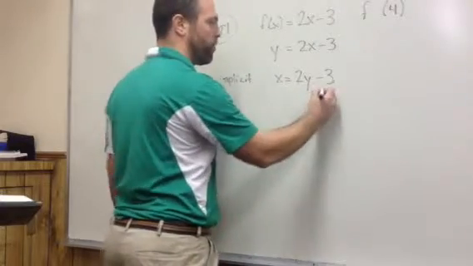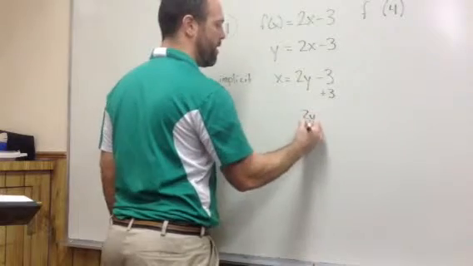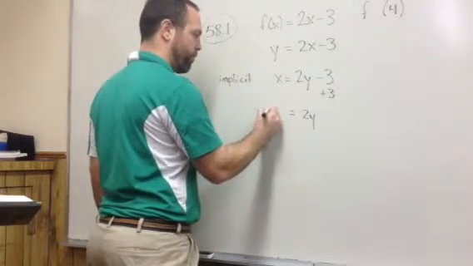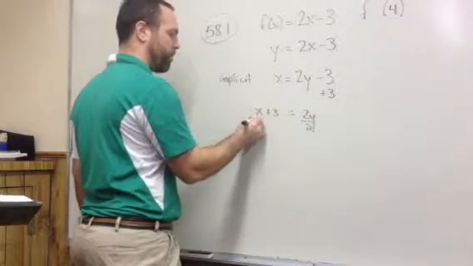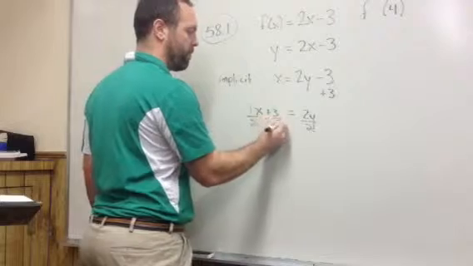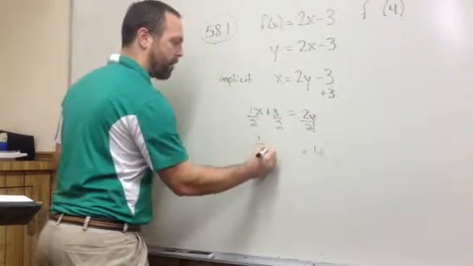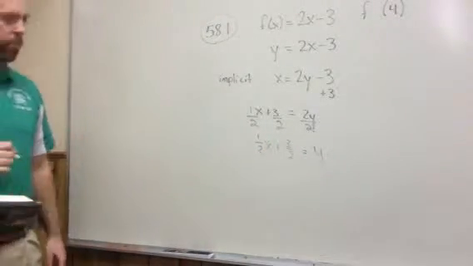So to do that, we would just add 3 to that side, so we get 2y is equal to x plus 3, divide by 2. There'll be a coefficient of 1 there. Divide these both by 2. We get y is equal to 1/2 x plus 3/2. Alright, now that's the inverse, okay, in explicit form.